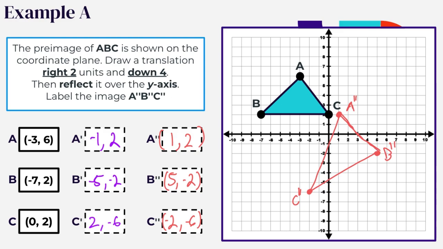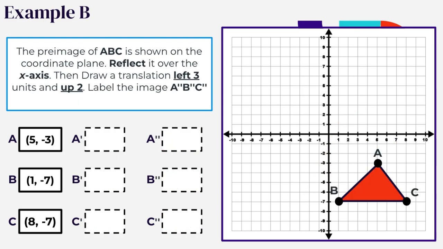So we moved it to the right and then down, and then we reflected the points over the y-axis. Now let's take a look at example B. So here we are in example B, and it says the preimage of ABC is shown on the coordinate plane, reflected over the x-axis, then draw the translation, left 3 units and up 2. Label the image A double prime, B double prime, C double prime.